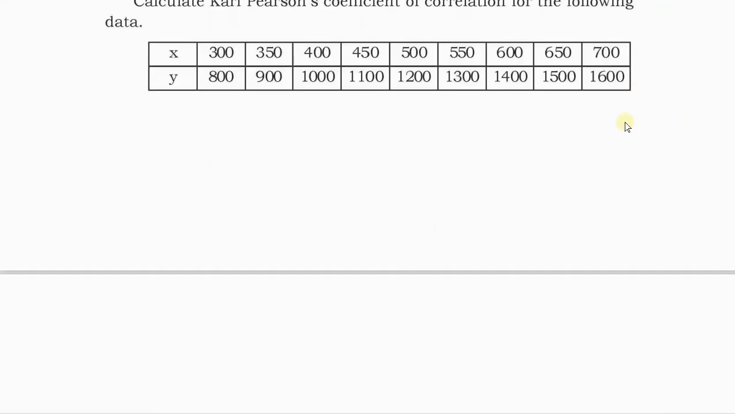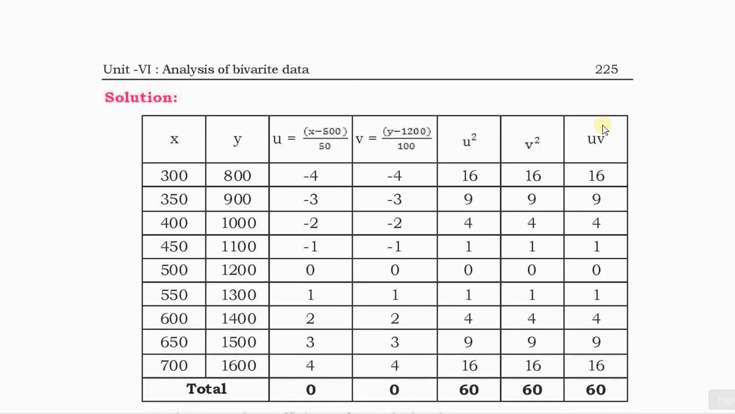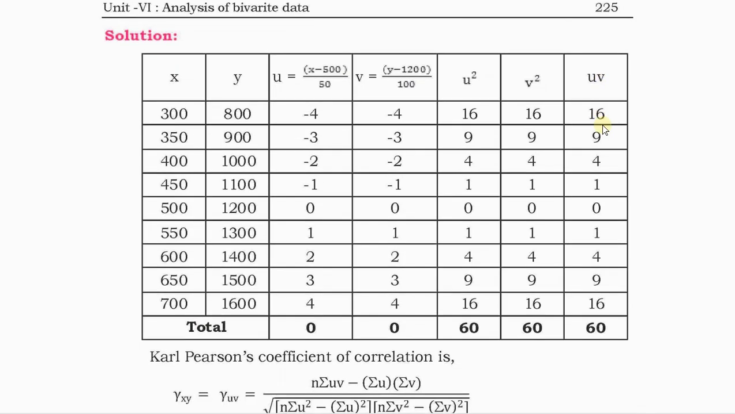Now let us look at another problem here. x values 300, 350, 400, 450, 500, 550, 600, 650 and 700. Y values 800, 900, 1000, 1100, 1200, 1300, 1400, 1500 and 1600. Again, since the scale of the values are very high, the numbers have been converted here. So both the origin and the scale both have been changed here.